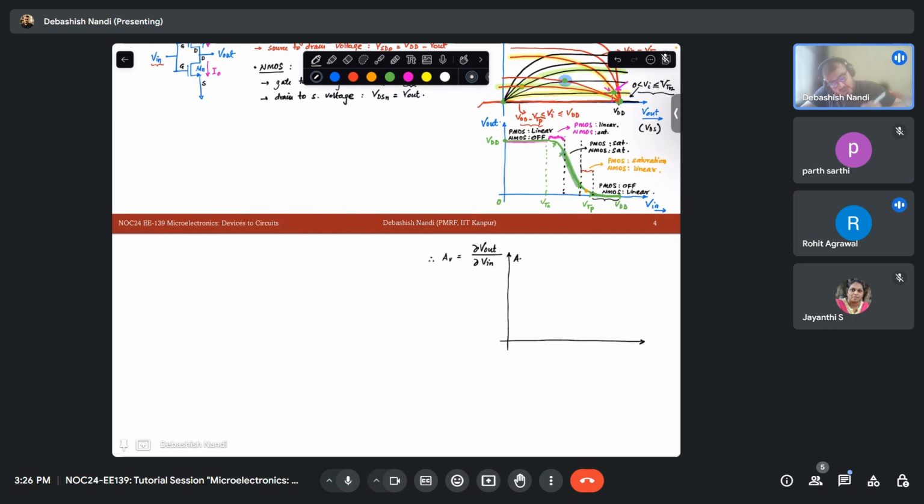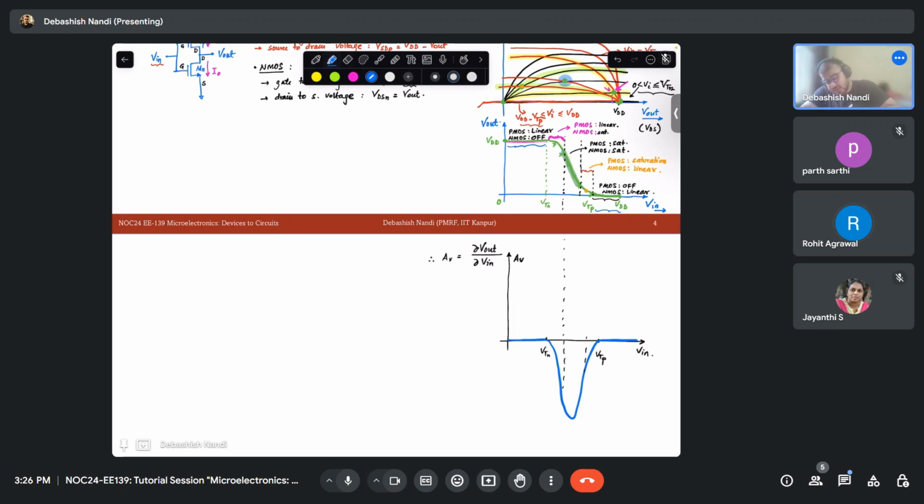So this is your AV and this is your V in. So let's say this is your VTN and let's say this is your VTP. So beyond this it is 0. Beyond this it is 0. The slope of this line is 0, and the slope of this line is also 0. And beyond that it starts to drop and then increase and get back to 0. So what is this region? Saturation. So this is your high gain region, right?